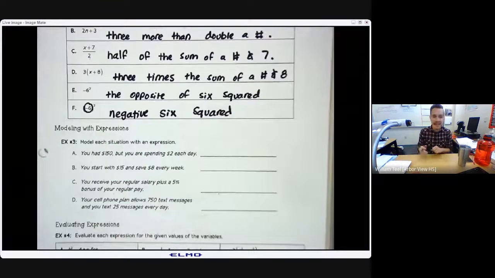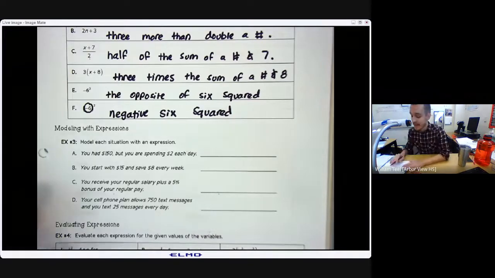All right, let's move down to example number 3. So model each situation with an expression. You had $150, but you are spending $2 each day. And we have a couple things we're looking at here. We are looking at a constant, and we are also looking at a value that changes. $150, we have that in our account no matter how much we spend, okay? $150 is what our account starts with. We are spending $2 per day. So we are going to be subtracting $2. That's the value that is going to change depending on how many days we're looking at here.